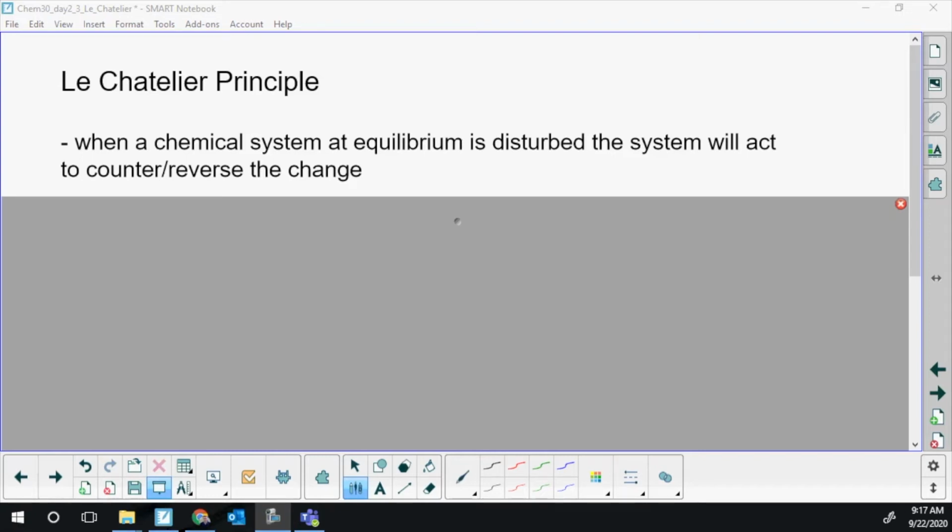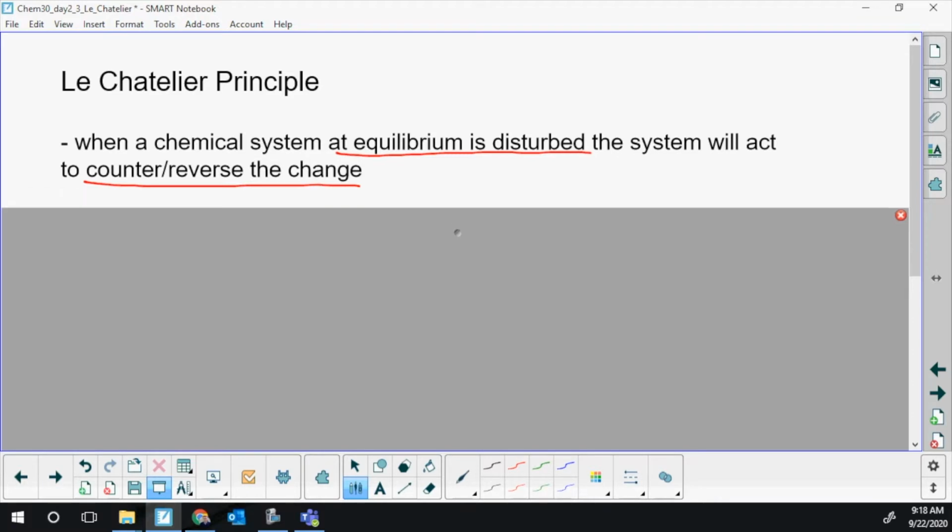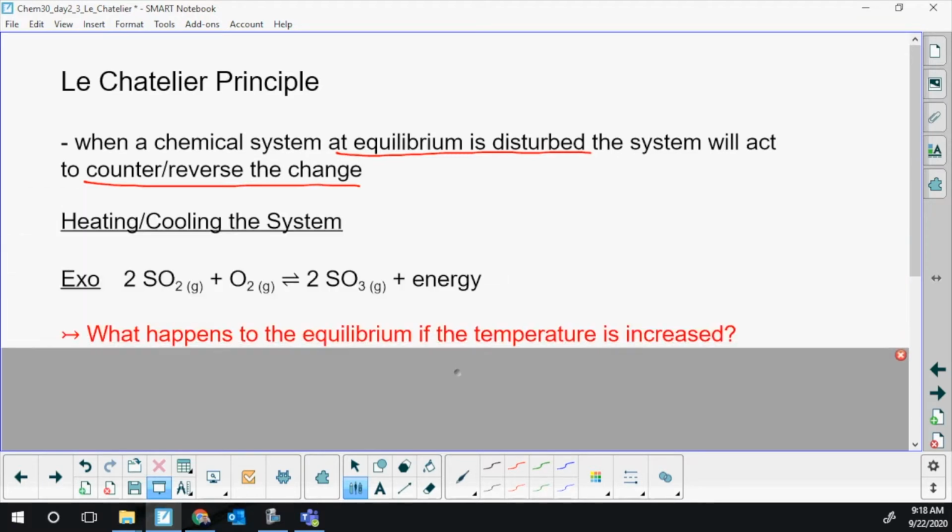So again, Le Chatelier's principle is the theme. I like to summarize it this way: when a chemical system at equilibrium is disturbed, the system will act to counter or reverse the change. That's what we're going to use, whether you have a concentration change, a heating or cooling temperature change, or pressure-volume changes. We're going to come back to this statement, and we're going to start with talking about heating and cooling and predicting what the shift would be.